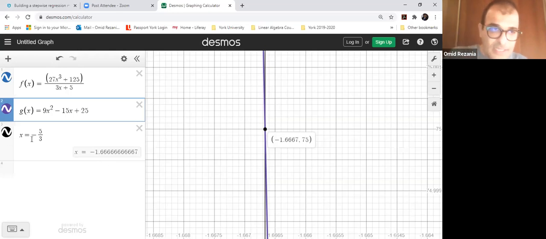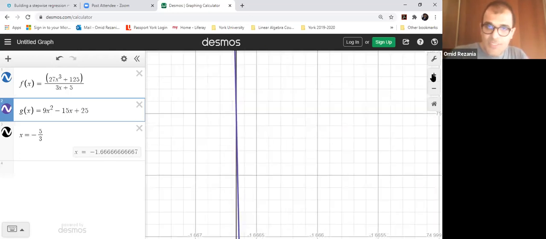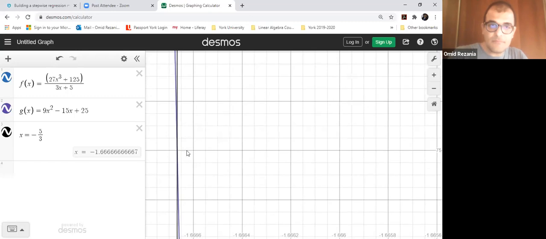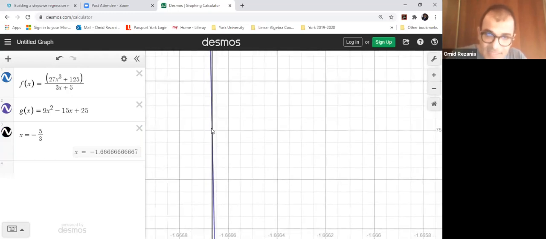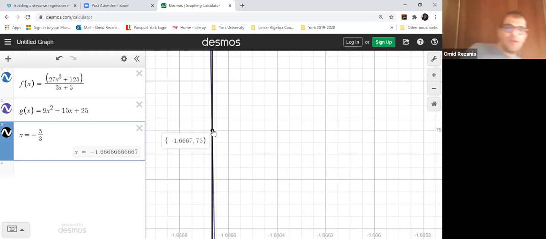But look at this one here. I plotted another function in black, which is essentially the same point. You see that they are just at this point, minus 1.67, and the y coordinate is 75. At one point you see the black line, which is the plot of x equals minus 5 divided by 3, our singular point, and the f of x, which is this blue line. I hope that you see that. Everyone sees these two plots?